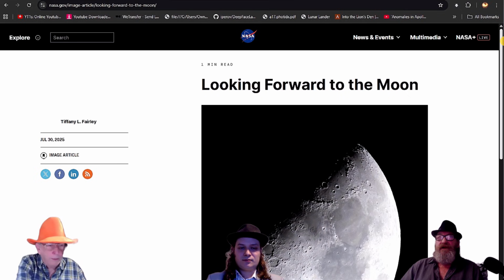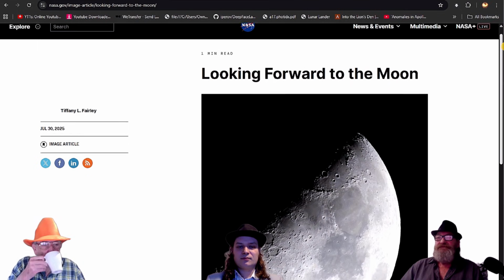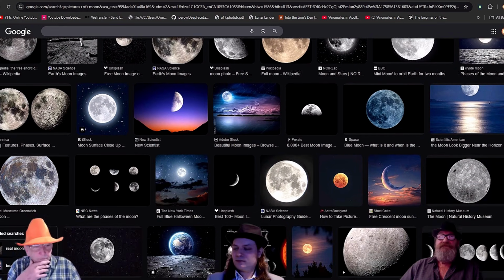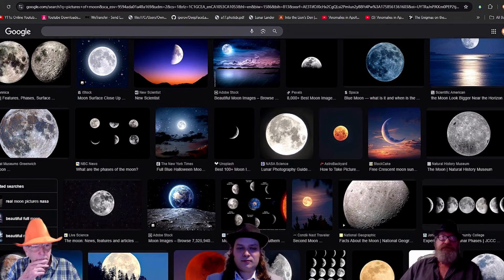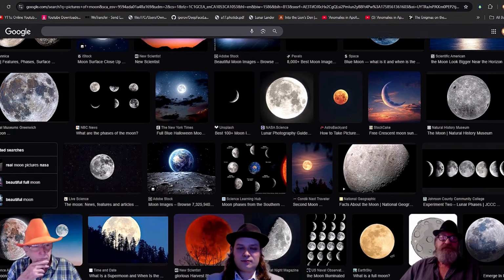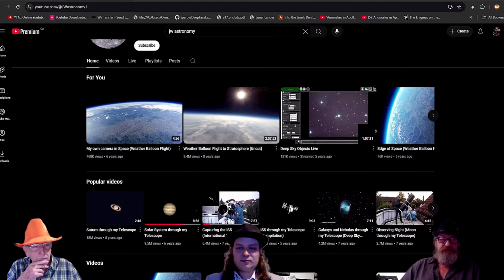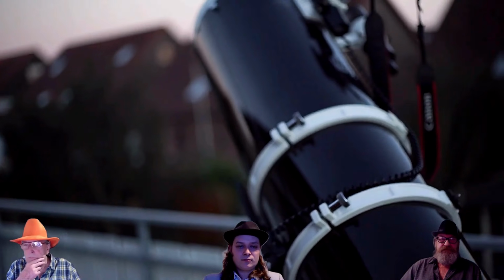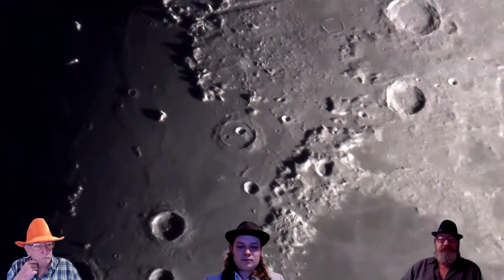So to open the show, we had a quick look over on NASA's website, and then we were comparing some of their images that they were posting on the Google site, and we were comparing those images of the moon to JW Astronomy's YouTube channel, where he has that telescope that takes great images of the moon. And then we were comparing those to some other images that we found from NASA over on Google's image library.